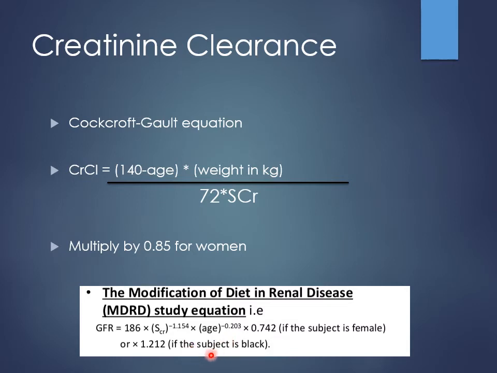And you'll notice here they'll actually multiply it if the subject is black. They'll multiply by 1.212, right? So again, they did this, and based on their models, they determined this to be the most accurate way to monitor someone's GFR. Again, just be able to calculate this on the test. I'll give you some pretty easy ones you can do without. I'm just kidding, though.